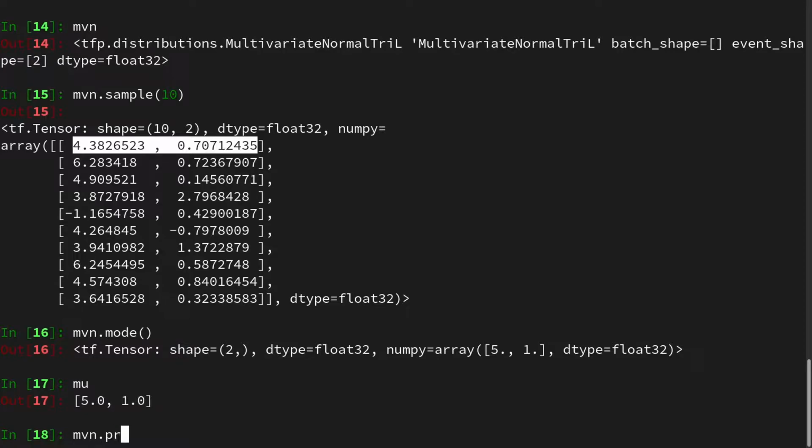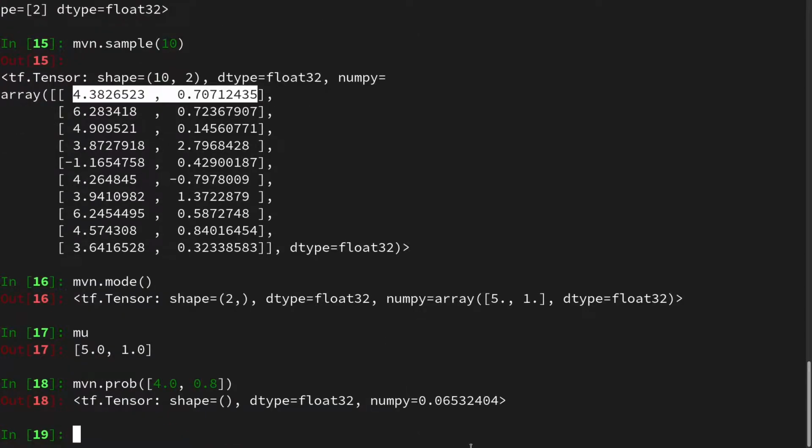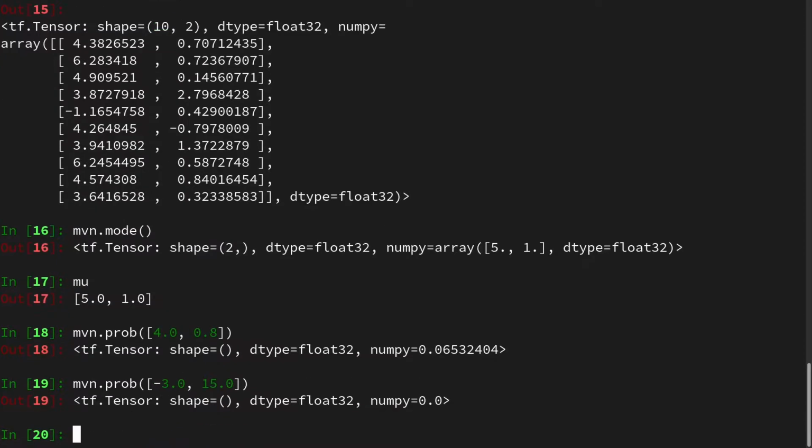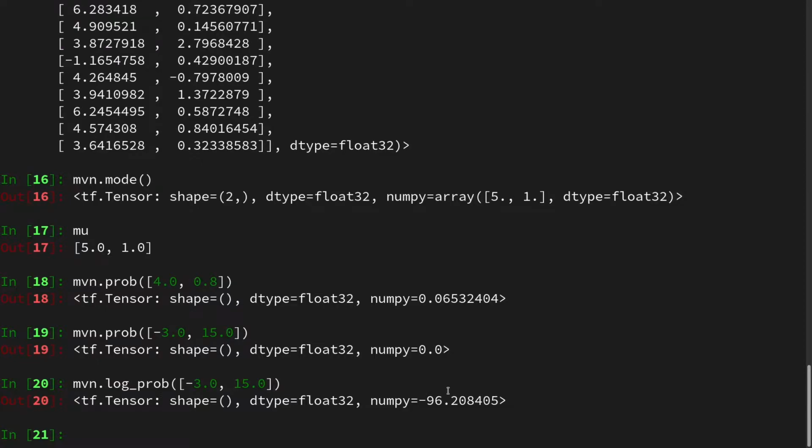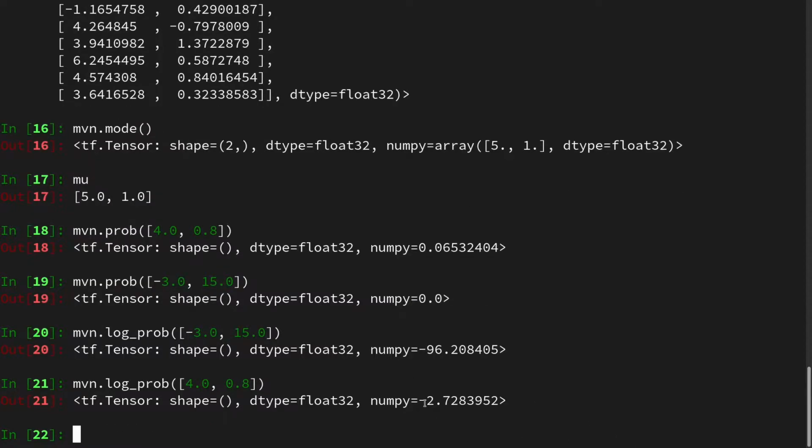And we can also query the probability for certain outcomes. For instance, let's put in a value that is probably more likely, something like 4 and 0.8. And for this we get 0.065, so 6.5%. But if we query the probability of an event that is not that probable, for instance minus 3.0 and 15.0, then we get 0, because that is even underflowing our floating point value precision. So we have to go to log probability, and then we get minus 96, highly unlikely. And if we check the log probability of the original one, we have a more likely event.